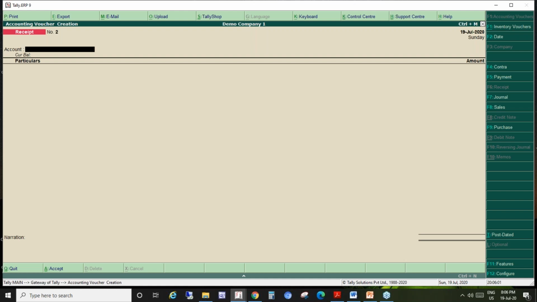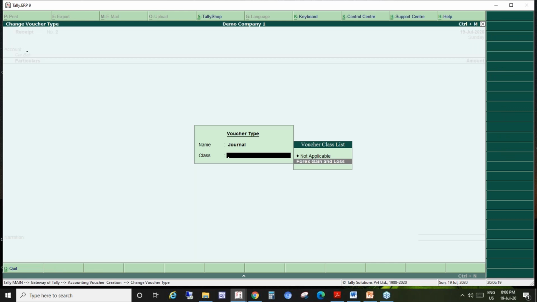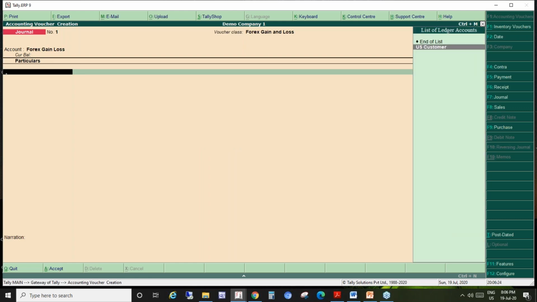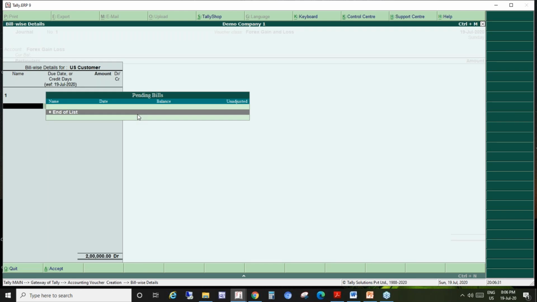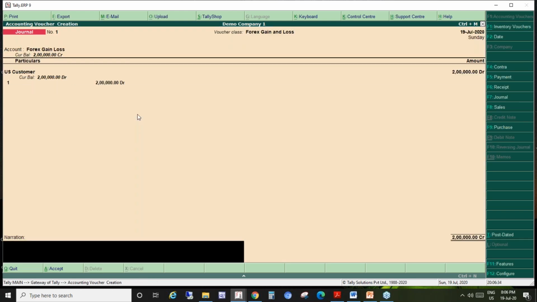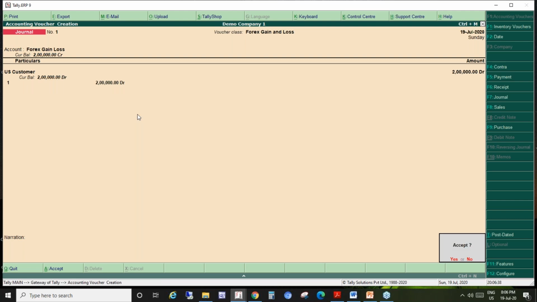And as rightly pointed out by one of our learned speakers, Pankaj sir, this is not only about learning, but about making money from the software. How do you correct that? You can go to journal voucher, you can go to forex gain and loss, and here you can select the party, US customer. It is automatically showing you the unadjusted amount. It is showing you the table. That's it. Can I accept this?